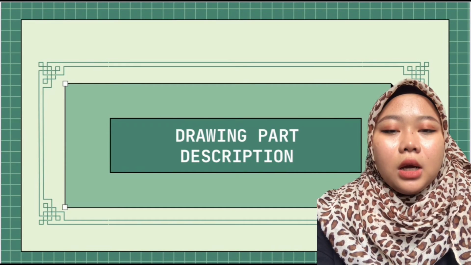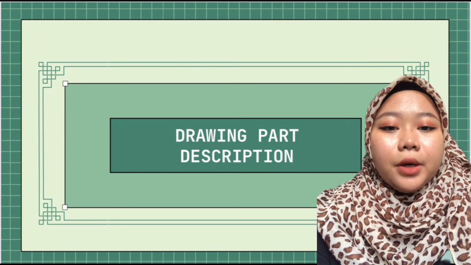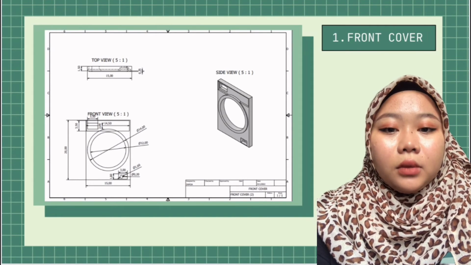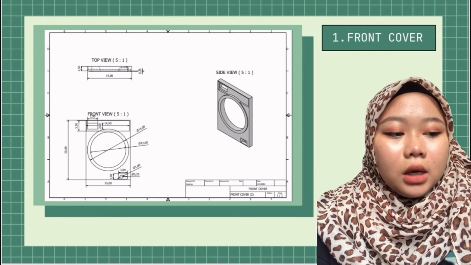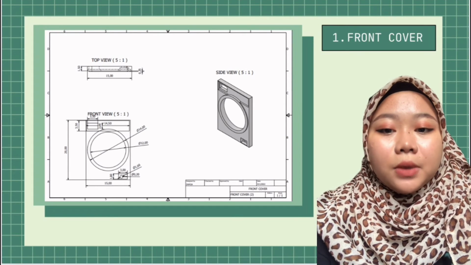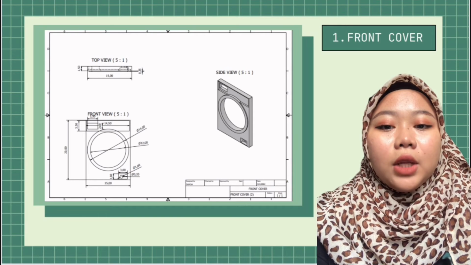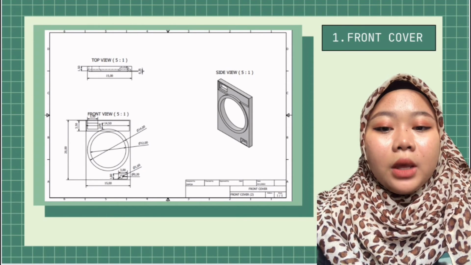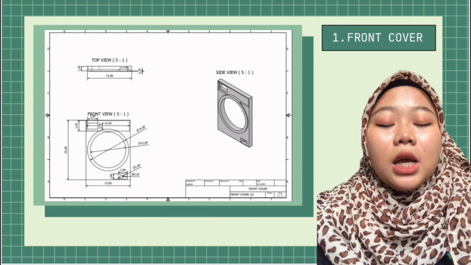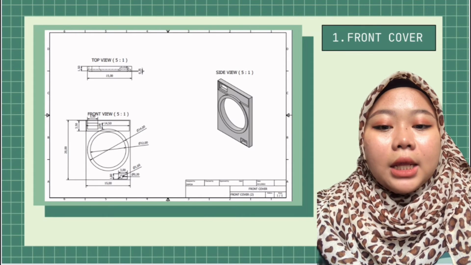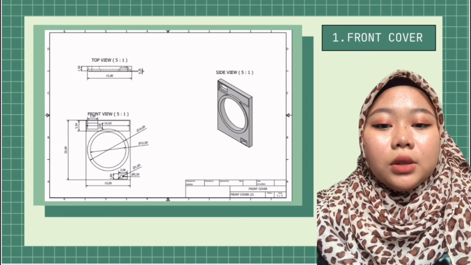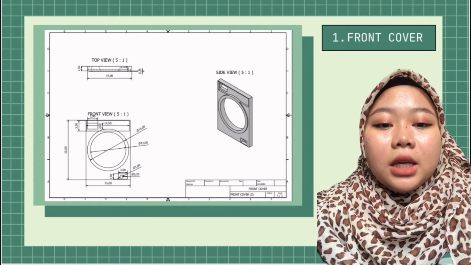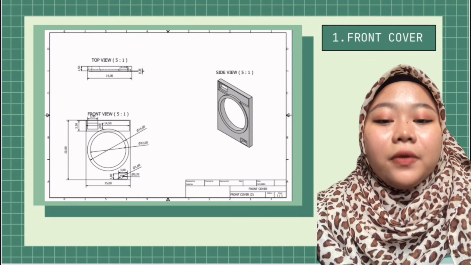Okay, first, I will explain the drawing part descriptions. Part 1 is the front cover. The front cover is to provide an interface with the washing machine. From the top view, the length is 15 mm and the width is 1.5. From the front view, the height is 20 mm and the length is 15 mm. As you can see, the diameter is 14 and the inner diameter is 12.